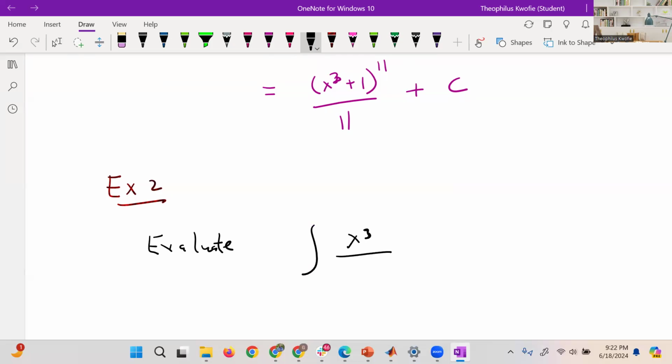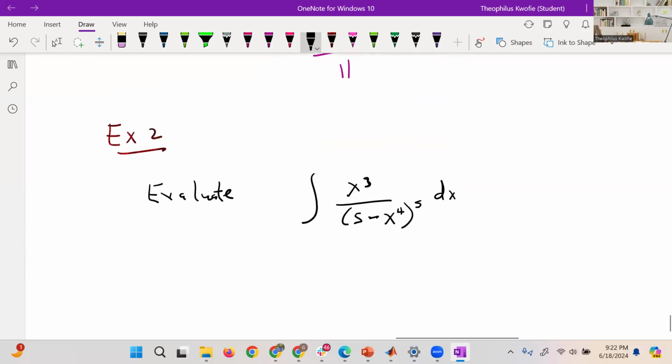x to the power 3 divided by 5 minus x to the power 4, all to the power 5, dx. Okay. Now, you ask yourself which of these two: we have x to the power 3 as one function and 5 minus x to the power 4, to the power 5, as the other function. So usually what we do is we look at the base of the second function, and we see that one of them is a differential of the other, okay?